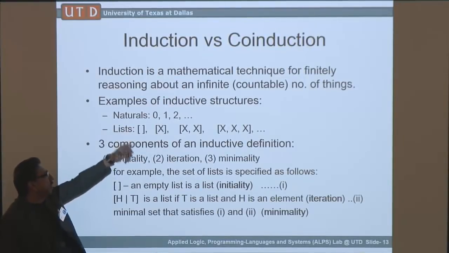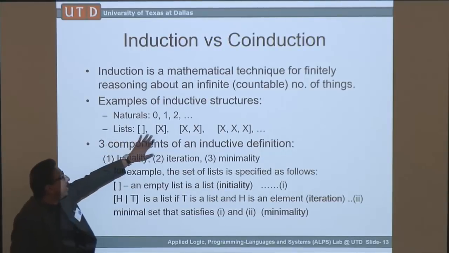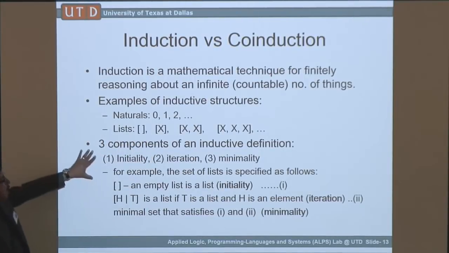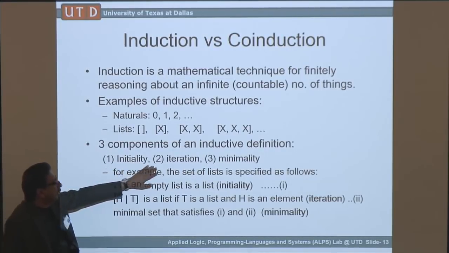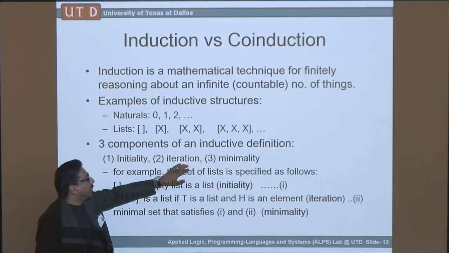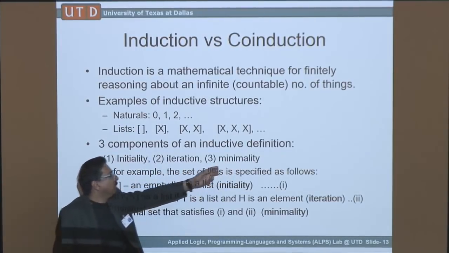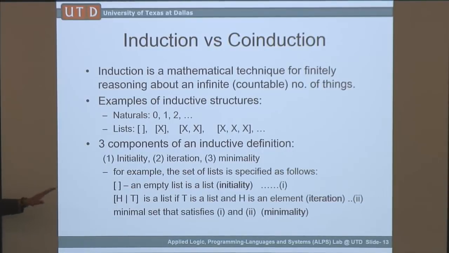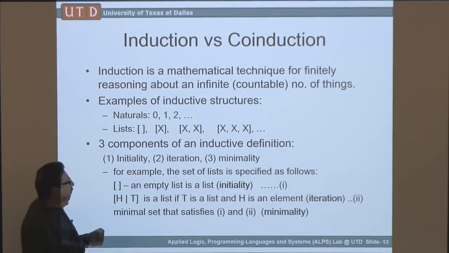Examples of inductive structures, again, you already know this: natural numbers 0, 1, 2, etc., all finite natural numbers, all finite lists. And how do you define an inductive structure? It has three components. You have the initial condition. You also talk about iteration, how you build the next bigger structure. And you're interested in the minimal set that you can build under these two operations.